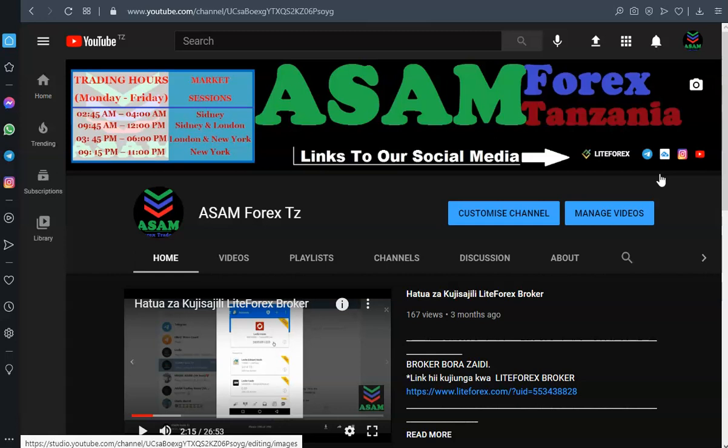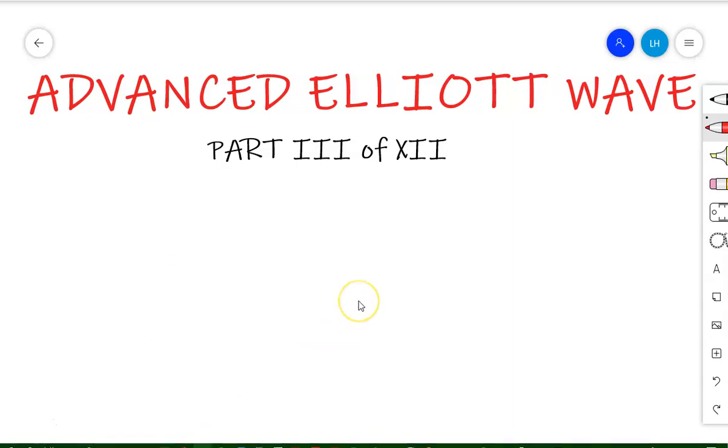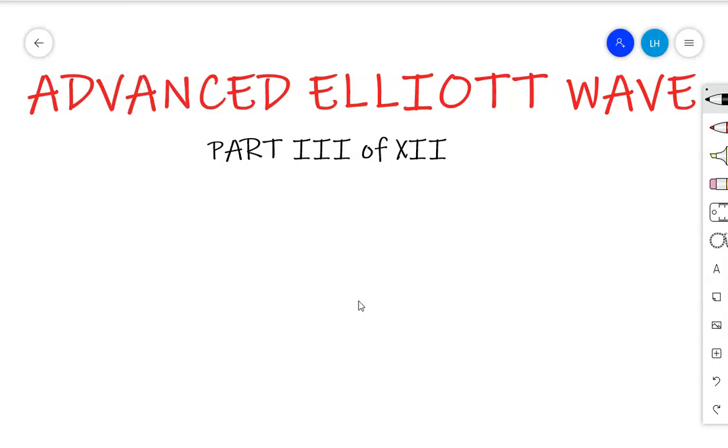So now we are going on with the third session, and I'm taking you straight to the whiteboard. Now on the whiteboard, we already have this on advanced Elliott wave, and mainly it is part 3 of 12. We are in the third part of the 12 sessions expected in order to complete the whole course in advanced Elliott wave. The last session was about the guideline of channeling.